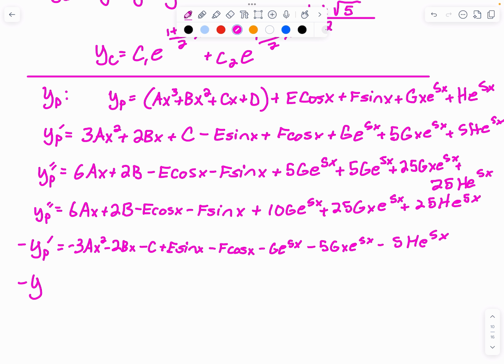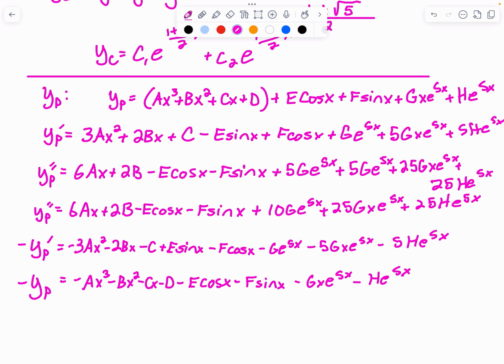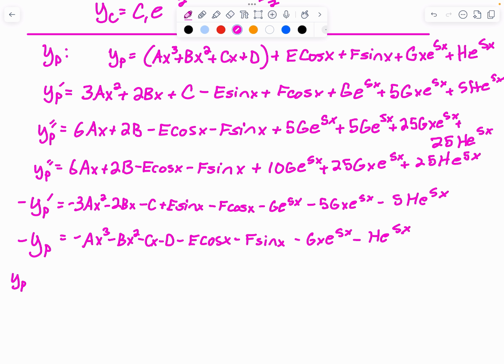Then I need minus y, just y, p. So I'm going to subtract all that. Negative ax cubed minus bx squared minus cx minus d minus e cosine x minus f sine x minus gx e to the 5x and minus h e to the 5x. So now all I got to do is add those three together.